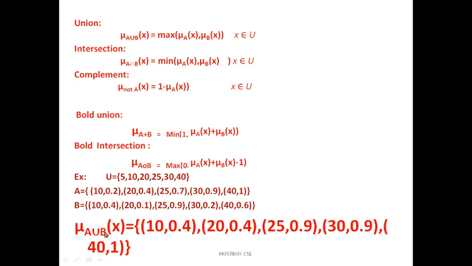So mu A union B, what is the formula I discussed? The same: maximum of mu A of x comma mu B of x, where x belongs to U. So I am easily finding the union here.